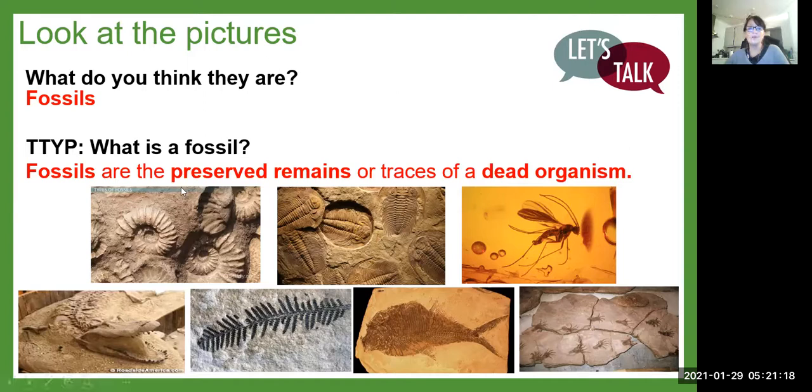Here's one I did. Fossils are the preserved remains or traces of a dead organism. Okay, let's break that down a little bit. So fossils are preserved remains. If you preserve something, you keep it from rotting. It stays. And remains are, for example, your skeleton. When something dies, what's left are the remains. And a dead organism, so obviously an organism, a living creature that is now dead.